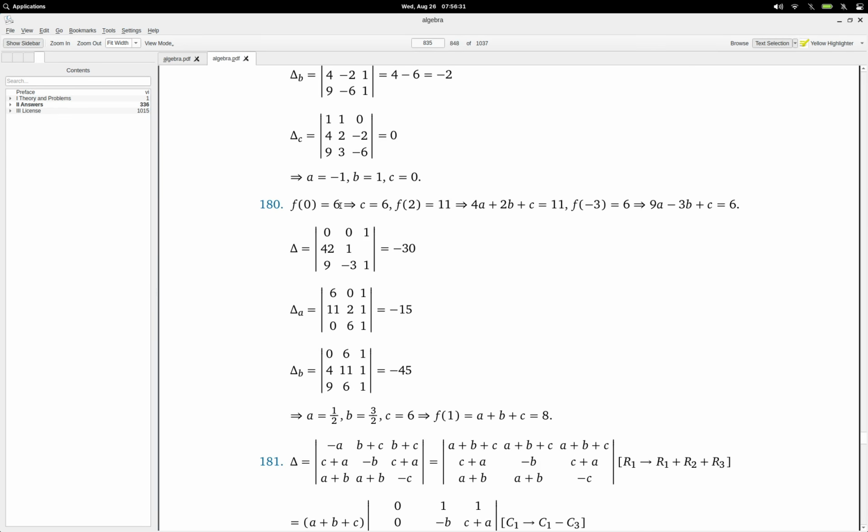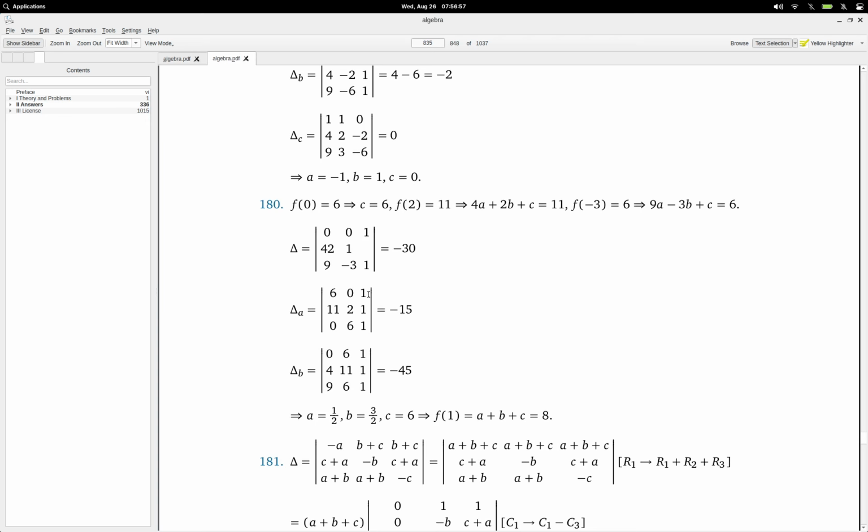So f of 0 is equal to 6 means c is equal to 6. F of 2 is equal to 11 means that 4a plus 2b plus c is equal to 11. F of minus 3 is equal to 6 implies that 9a minus 3b plus c is equal to 6. So this is not 42, this is 4 and 2 is in the second column. And there seems to be a typing mistake.